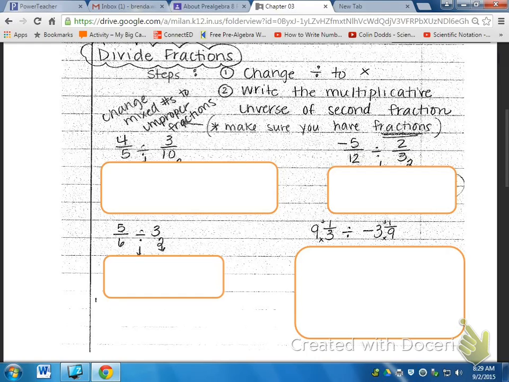Okay, so the very first problem is 4/5 divided by 3/10. Sienna, let's rewrite that problem. Let's start from the beginning. 4/5 times 10/3. Anything cancel? 10 and 5. The 10 and the 5 become a 2 and a 1. Anything else cancel? You can't do side by side, only top to bottom.